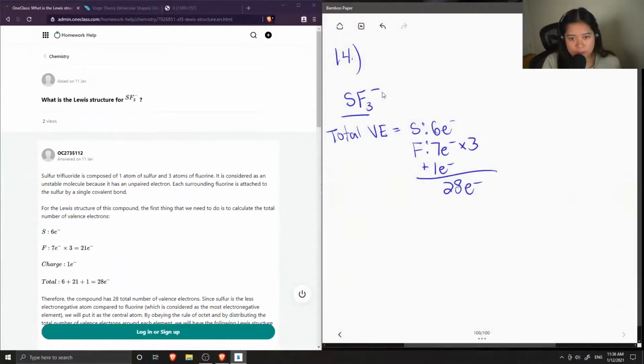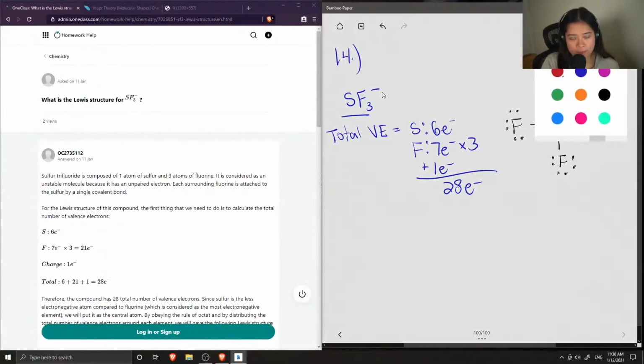So now let's draw our sulfur as the central atom and draw single bonds to our fluorines. So if I fill out all the lone pairs on fluorine and count out how many electrons I've drawn so far, if each bond contains 2 bonding electrons, then I've only drawn 24 electrons in this structure. So I need 4 more electrons. So I'm going to add the last 4 onto my central sulfur atom.